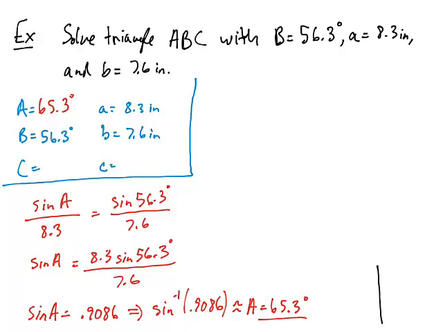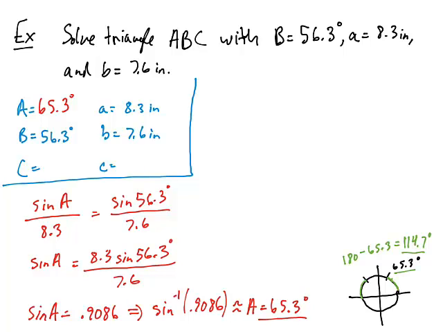So again, sine is positive in quadrant 1 and quadrant 2. We have 65.3 degrees here. That is this reference angle. So in quadrant 2, that reference angle is also 65.3. So to figure out that angle, we're going to do 180 minus 65.3, and I get 114.7.